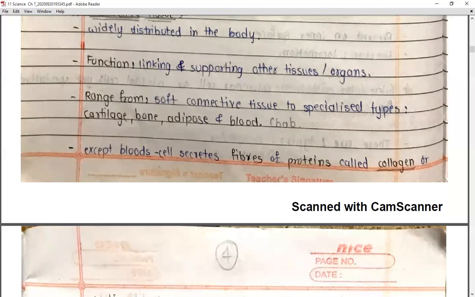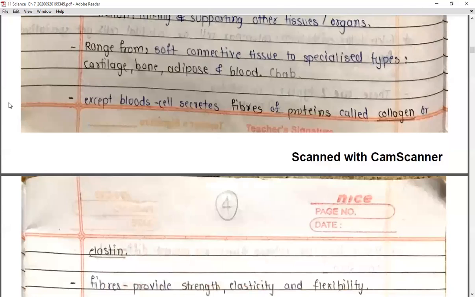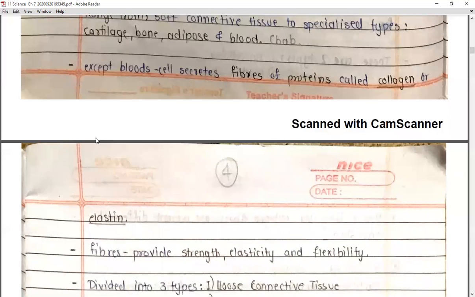Except blood, the cells secrete fibers of proteins called collagen or elastin, right? So except the blood cells, that means the blood contains different types of cells in it, except those cells, the cells secrete the fibers of proteins. That means there is secretion of fibers, fibers of protein, which are known as collagen or elastin. So these are the fibers of proteins which are secreted by the different types of cells except the blood cells, right?